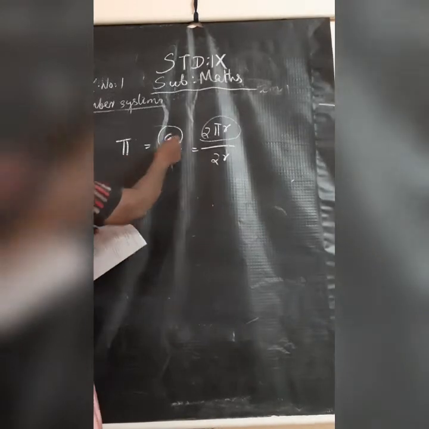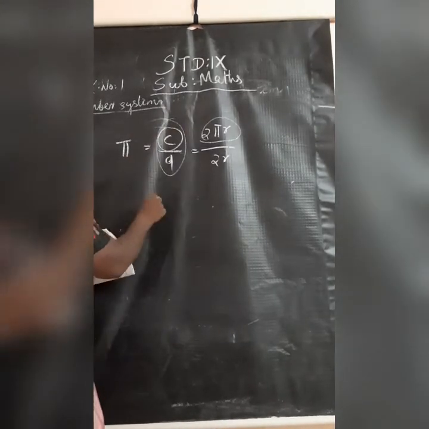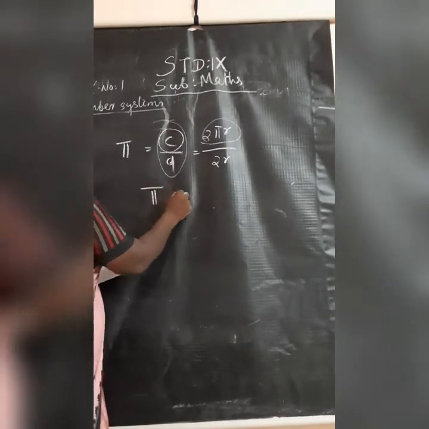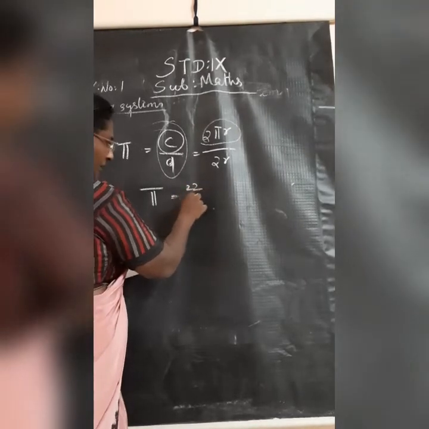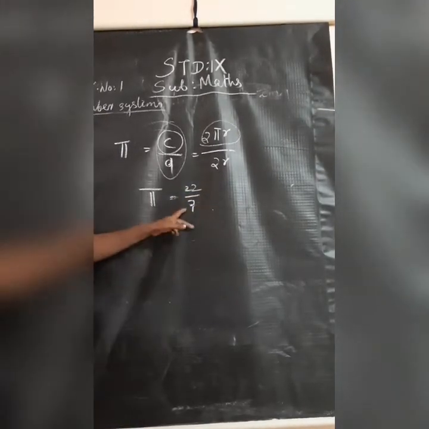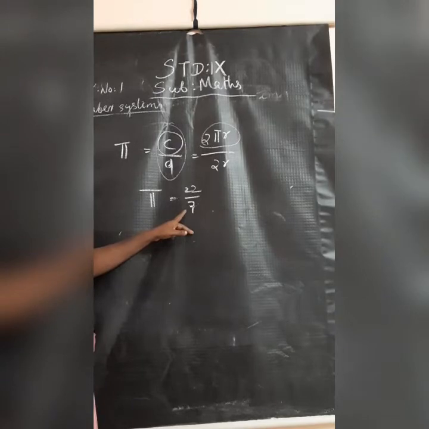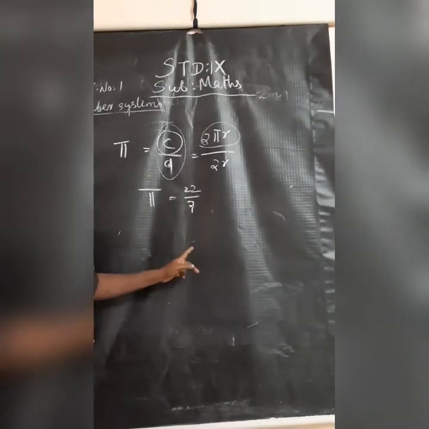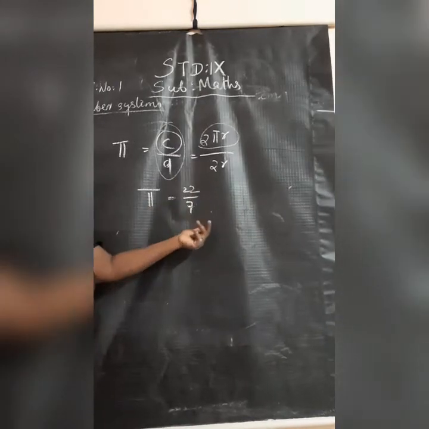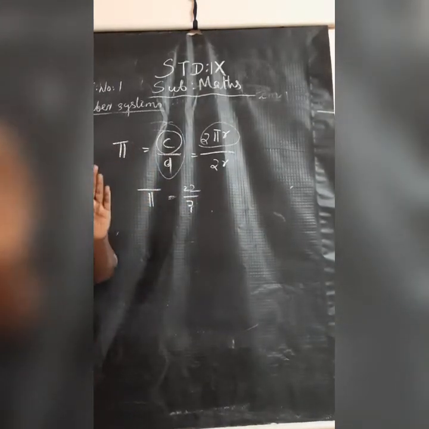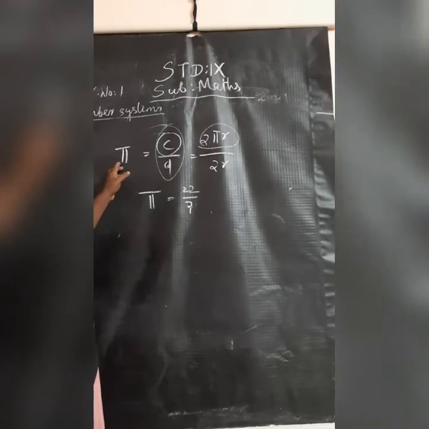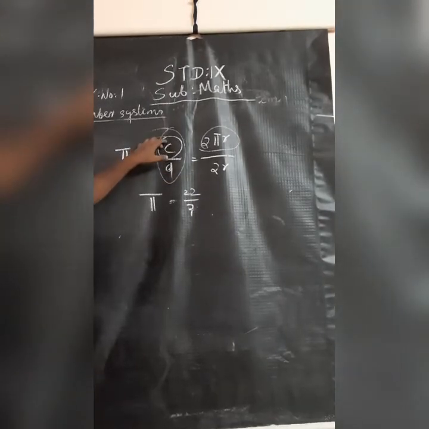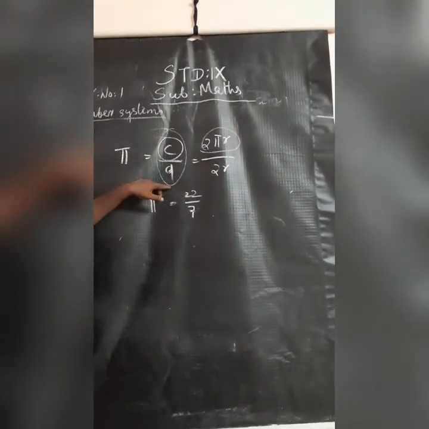Pi is equal to C by D, it is written in such a way. Another value is there, pi is equal to 22 by 7 also coming. But these are all approximate values. They are not the correct values. The correct 22 by 7 is not defined anywhere, so only an approximate value is taken. So there is no need of any contradiction that pi we are writing in the form of P by Q form. Okay, P by Q form.